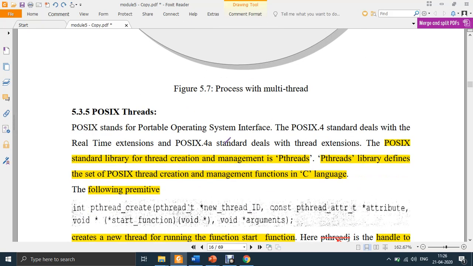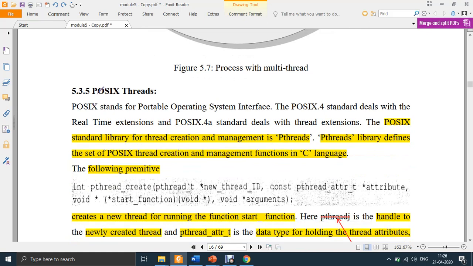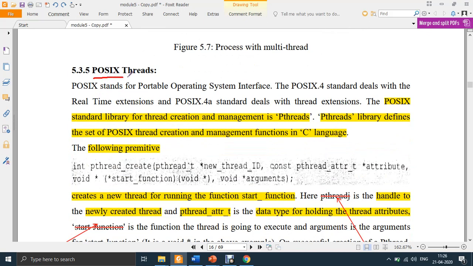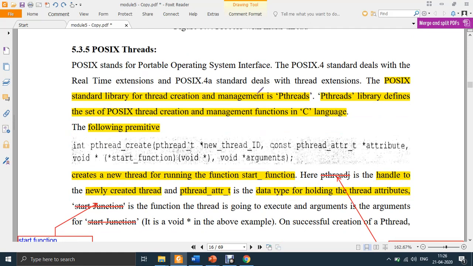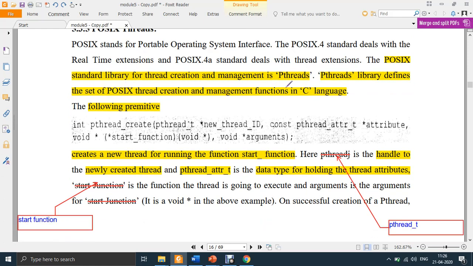Then there is a case study, or you can say a simple example, of POSIX thread. POSIX is an operating system interface. What is the name? Portable Operating System Interface. That is what POSIX stands for. So we'll discuss a simple example of how to create threads in this operating system and, if time is required, how to block the thread.